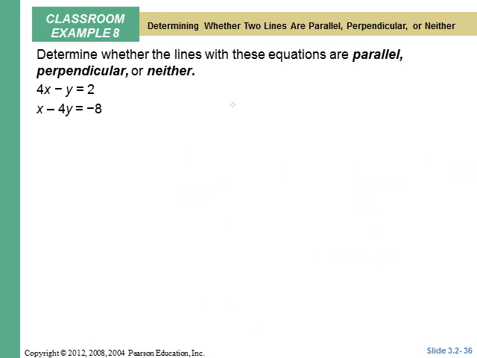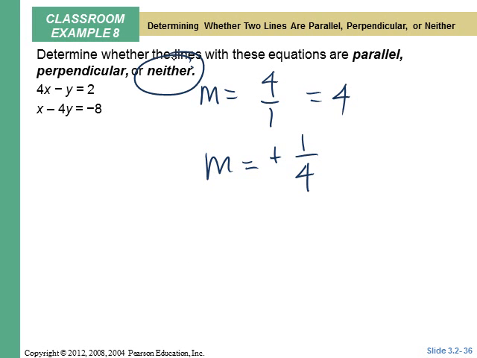Let's try this one. The slope of the first one is positive, because we changed the sign, 4/1, which is 4. The second one is positive because we changed the sign, and it's 1/4. Now those two aren't equal, and they aren't negative reciprocals of each other. So for this one, we would say the answer is neither parallel nor perpendicular.